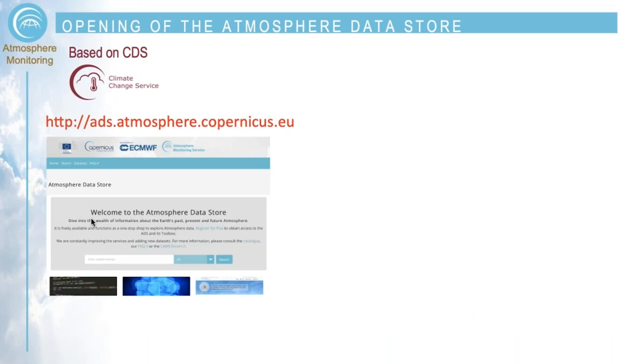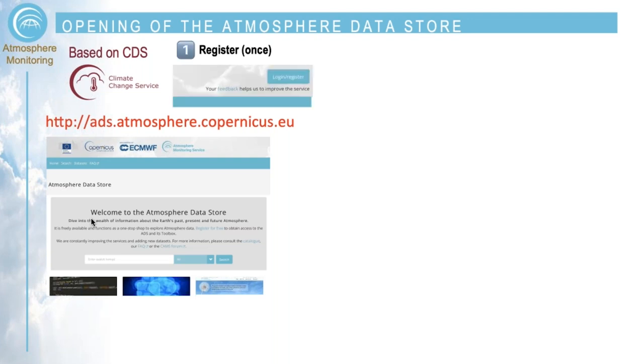Okay, and then just a quick look at what the atmosphere data store looks like. So the website is given here through this link, and you get to a page that looks something like the image shown. And then to access the data, you just need to register once, and then you can log in. It's a simple registration.